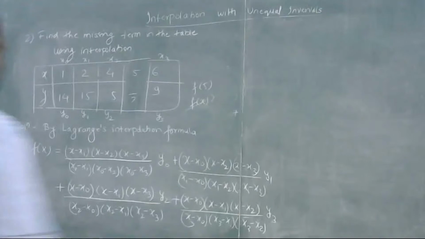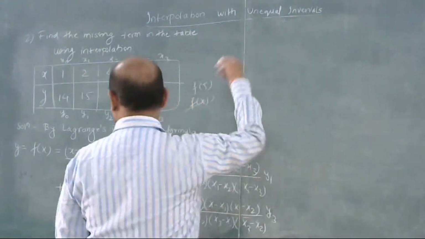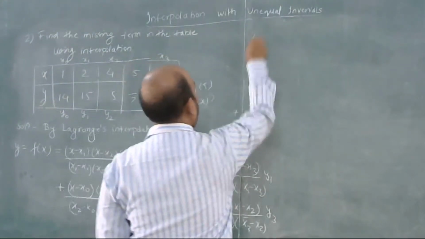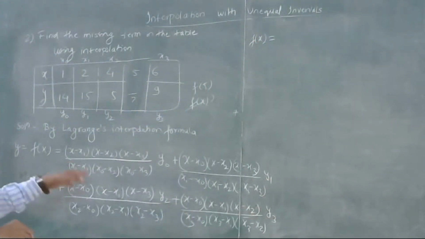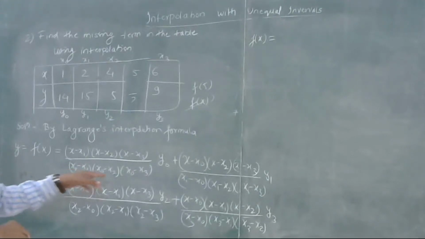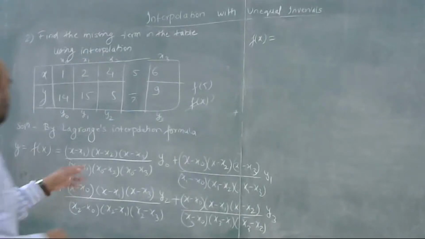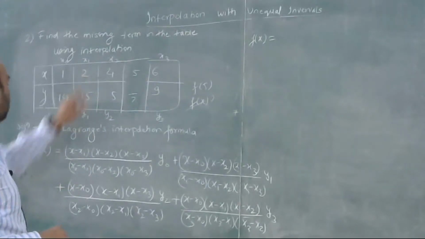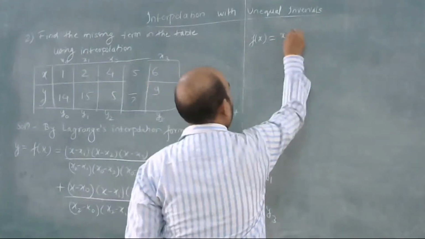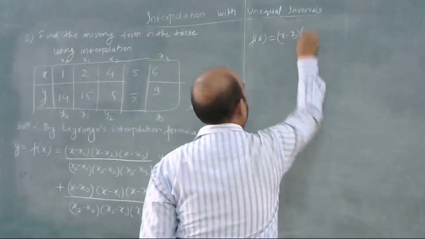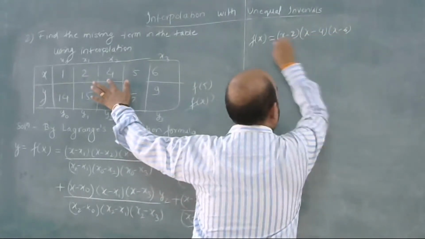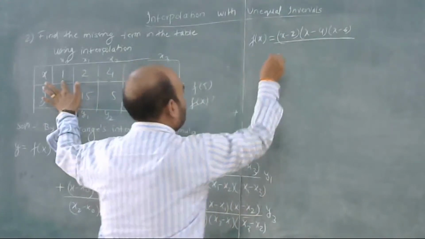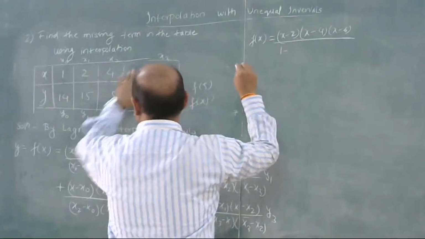So here we are substituting. f of x is equal to. First we write this equation by substituting x0, x1, x2, and x3. Then we will substitute x. Okay. So this will be x minus x1. x1 is 2. So x minus x1 is 2. Then x minus 4. Then x minus 6. Whole divided by x0 is 1. 1 minus 2.